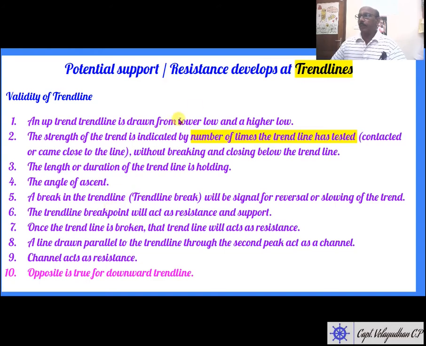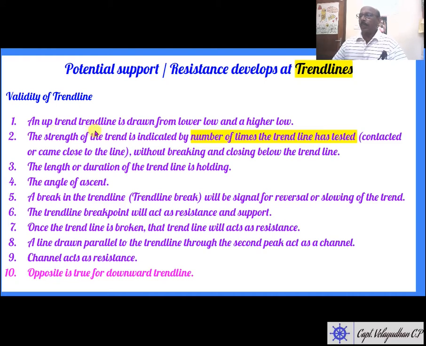Validity of the trend lines. We need to know how genuine the trend line is, then only we can trust the line, because ultimately we are going to buy or sell on the basis of the trend line. So we should know the validity, how accurate it is, how strong it is.